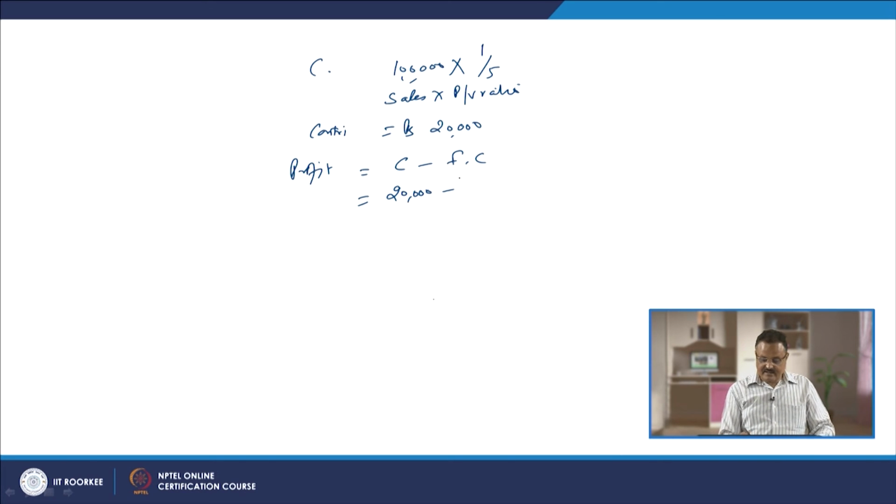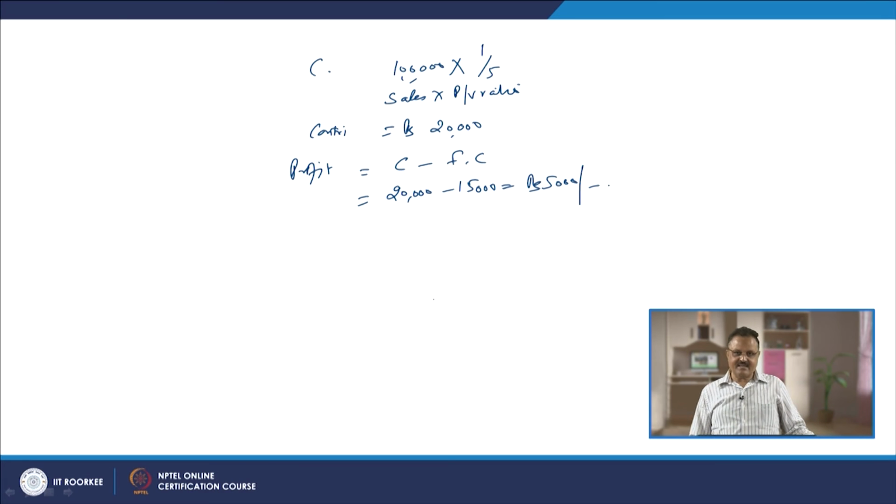So, the 15,000 means 20,000 minus 15,000. So, the profit is rupees 5,000. Because we have already known that when you have sales of 75,000 rupees, we are at the break even point. Total sales are 120,000 rupees. So, if you want to earn a profit of 5,000 rupees, what should be the level of sales?